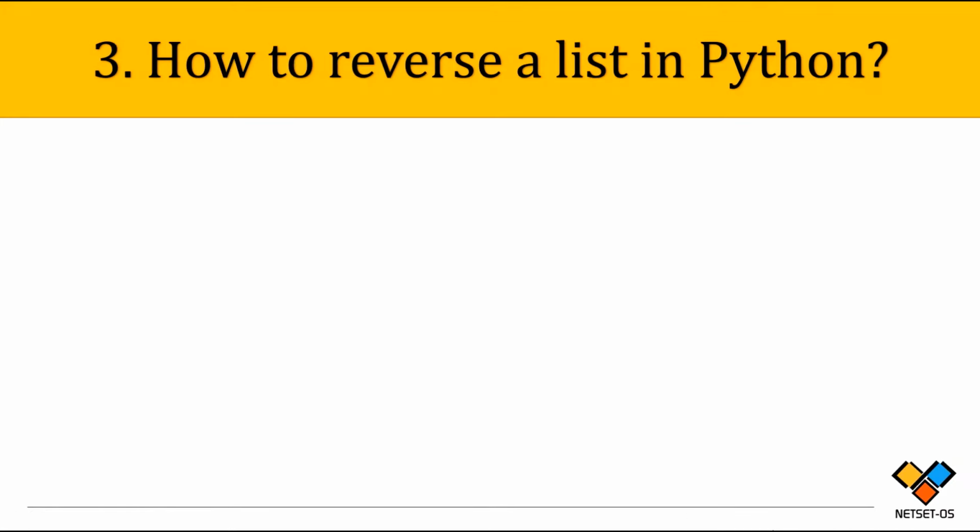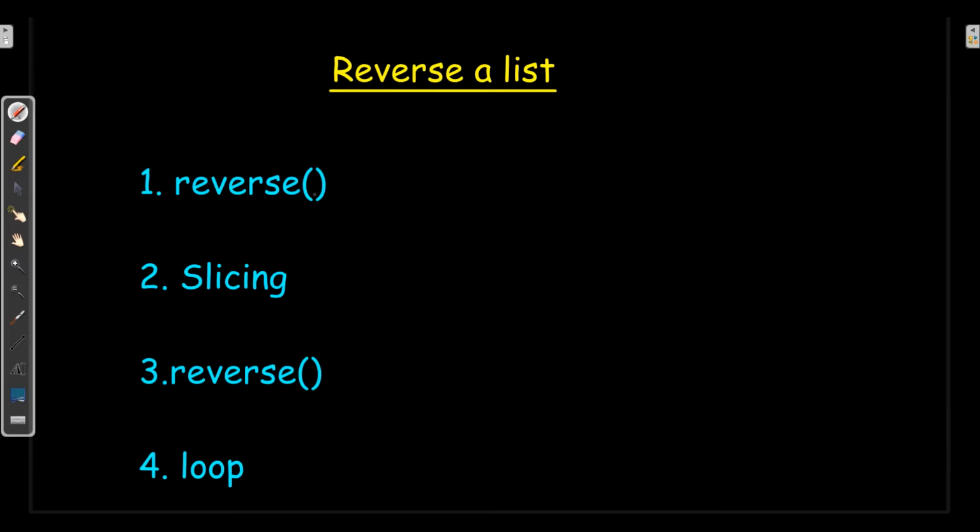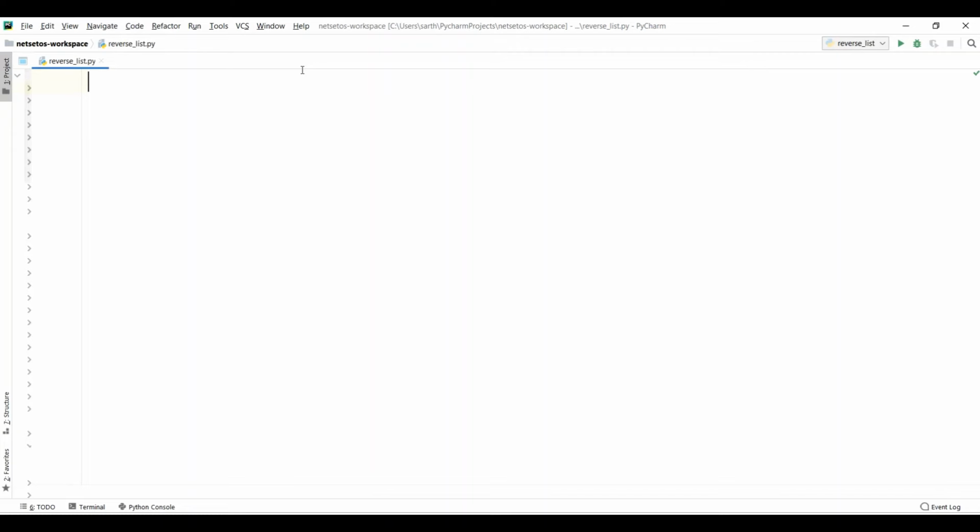Third is how to reverse a list in Python. So for reversing a list, we can answer in 4 ways. First, the reverse built-in function, second slicing, third reversed, which is also a built-in function. And the fourth one will be using the conventional method, that is without using any built-in function. So let's start and we'll understand the 4 of them one by one.